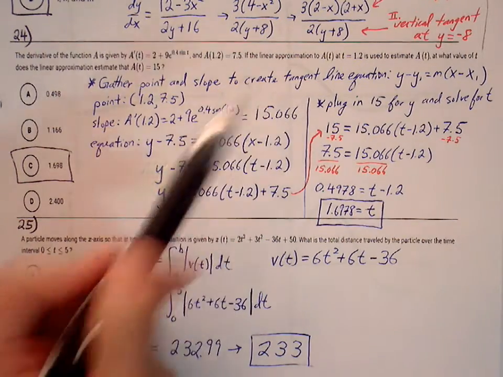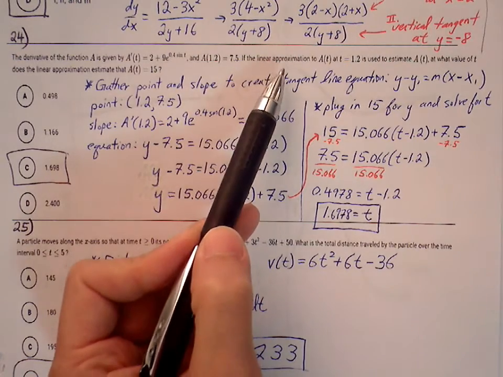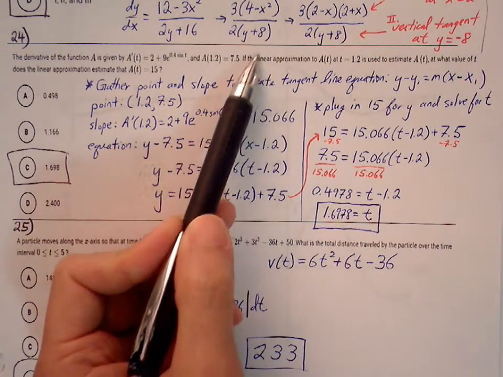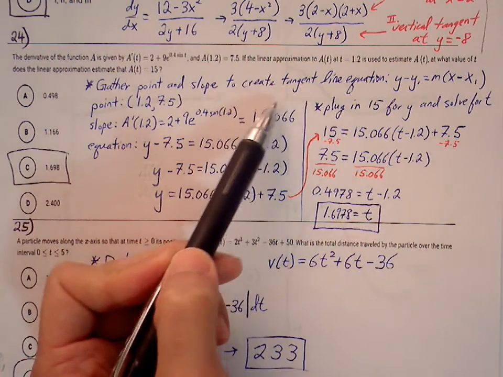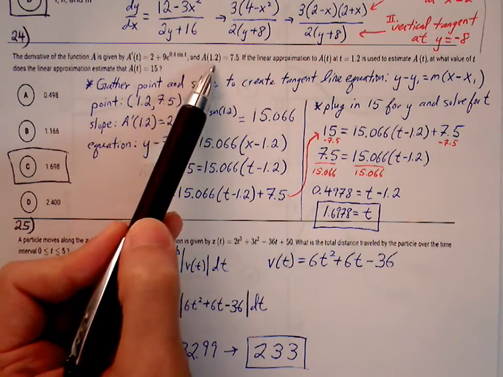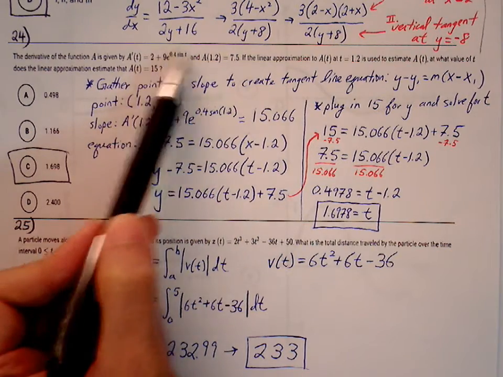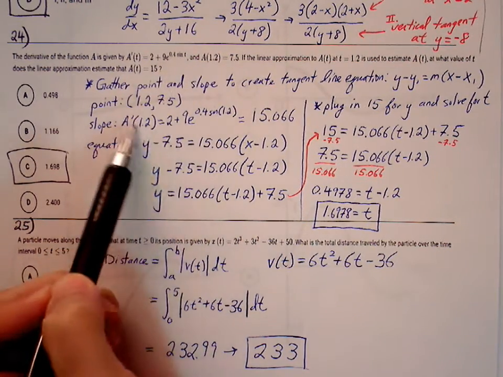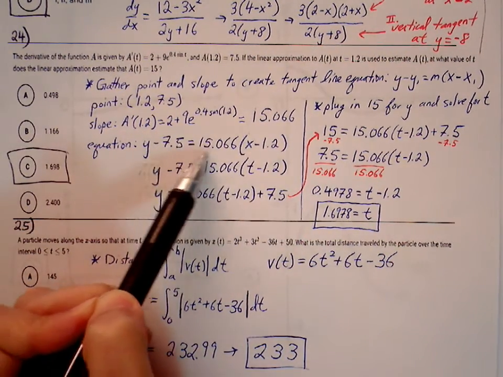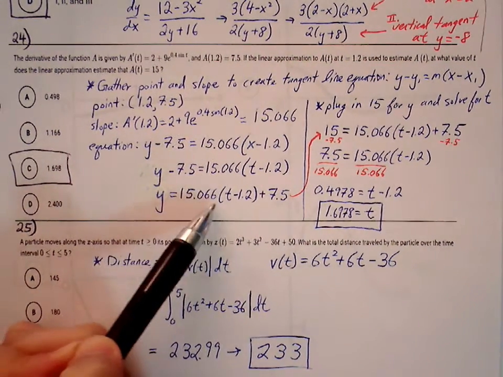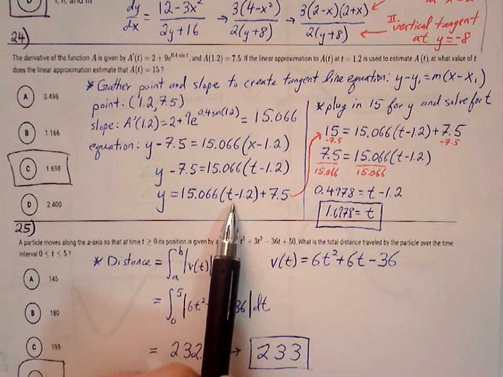So we want to gather information to create our tangent line equation first. So anytime we're dealing with linear approximation, let's just worry about creating that line first. Let's gather a slope, let's gather an ordered pair so we can build our linear equation. So our point is 1.2, 7.5. The slope, we have the derivative here, so we just plug 1.2 into the derivative, and in return we'll get the slope. We have our ordered pair, we have our slope, so we're going to build our tangent line equation, clean it up, solve for y. So this is where I am after I get y by itself.